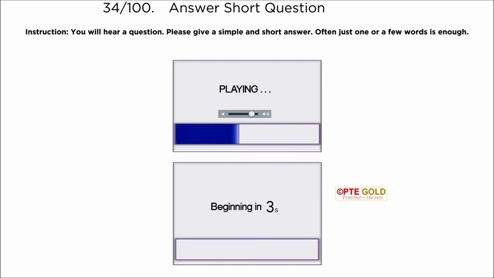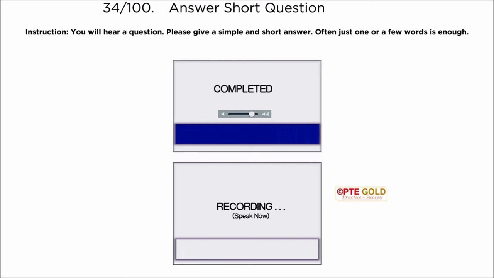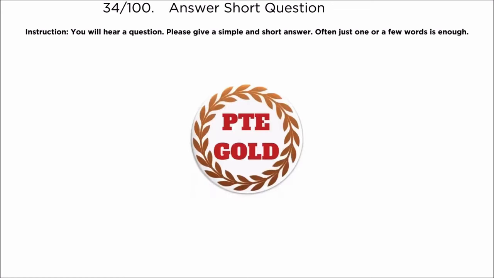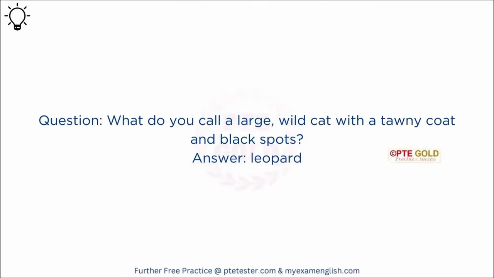What do you call a large wild cat with a tawny coat and black spots? Leopard.